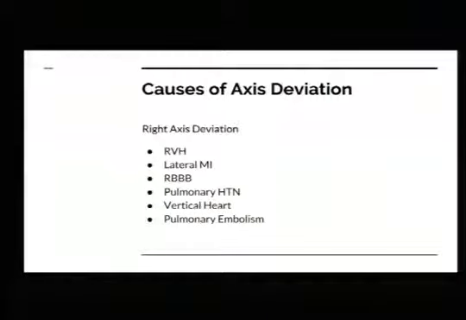And right axis is almost all the opposite. Right ventricular hypertrophy, a lateral MI, your right bundle branch block, pulmonary hypertension because that right ventricle is enlarged, like we talked about in the CHF. Pushing against it, the right ventricle is much bigger, so it's going to deviate that electrical activity over to the right. A vertical heart, sitting much more straight up, and a PE. The number one cause that we see acutely in the ER is PE. You look for: do they have a right axis deviation, and they didn't have one on a previous 12 lead.